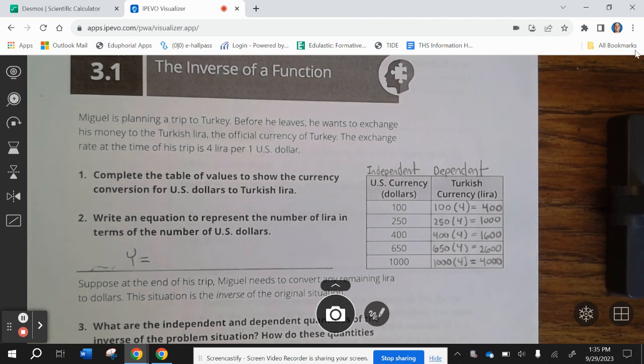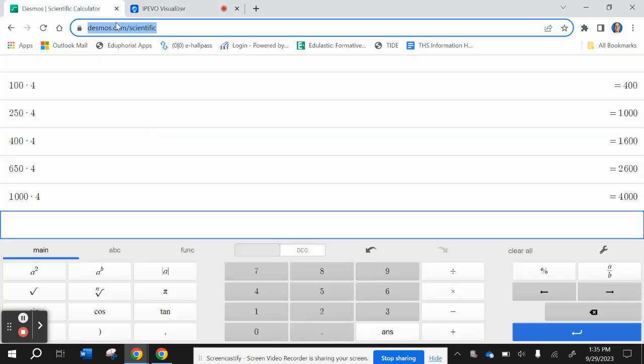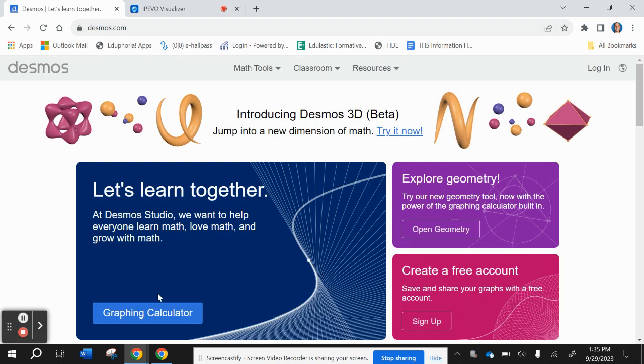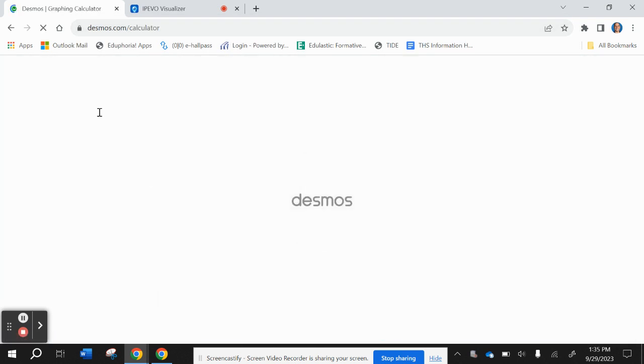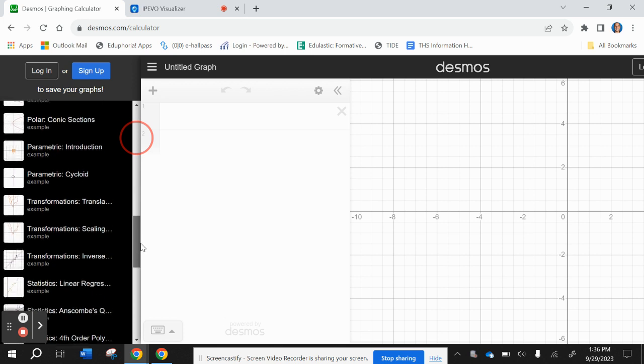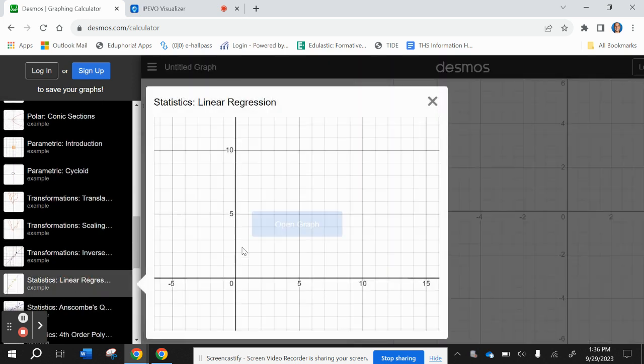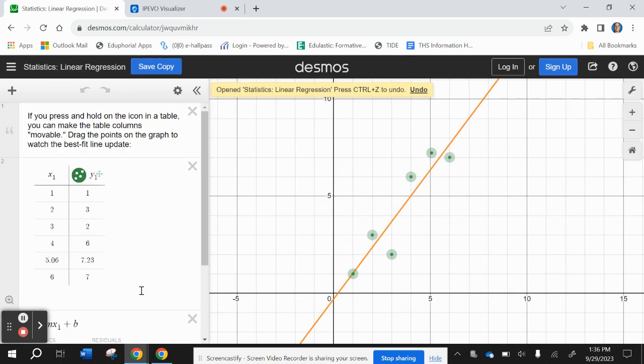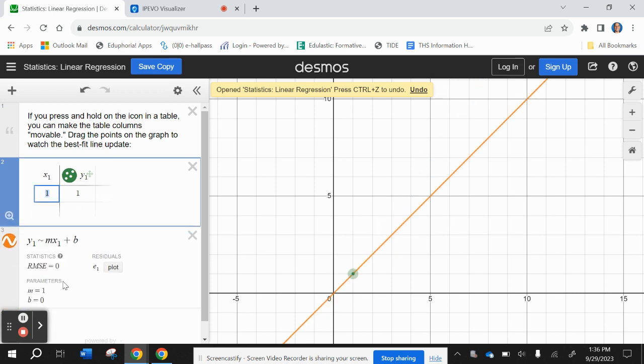Now we're going to use this table to find the equation. So I'm going to go to Desmos, graphing calculator, 3 bars, statistics, linear regression, open graph, and let's complete the table.